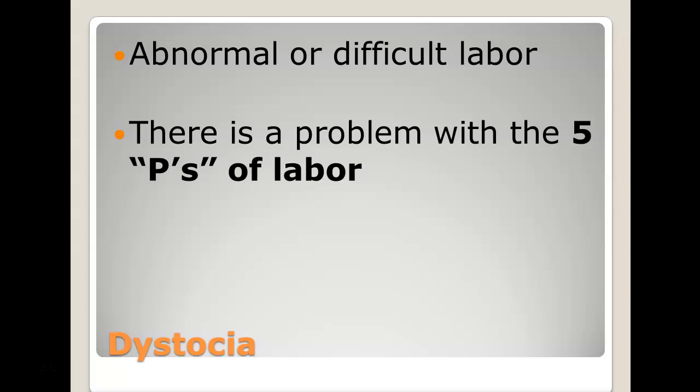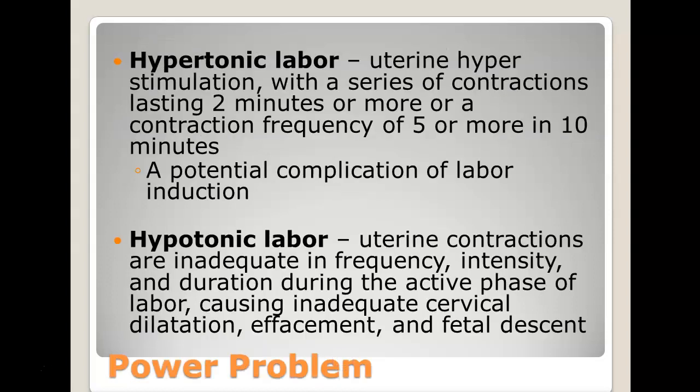So we're talking that there are problems with one of those P's, and dystocia means difficulty. So one of the problems with the P, or the power, is that it's either not enough or too much. So hypertonic labor is when uterine hyperstimulation occurs and a series of contractions that can last longer than 2 minutes, or they come as frequently as 5 or more in a 10-minute period.